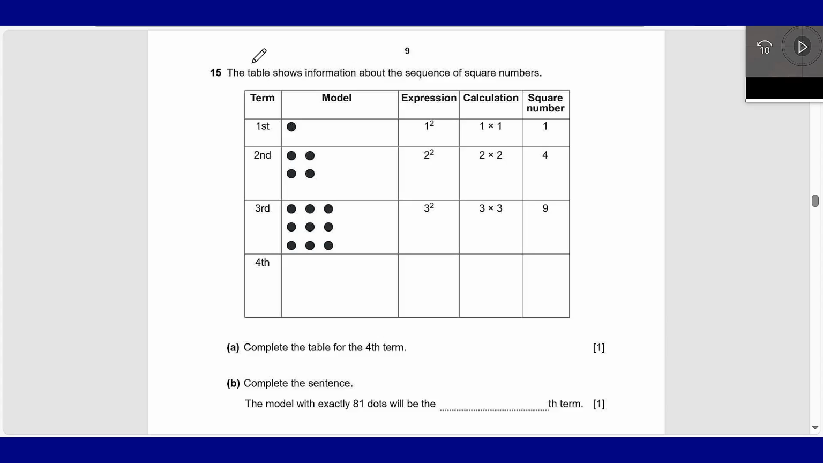Okay guys, number 15. The table shows information about the sequence of square numbers. Term: first, second, third, fourth. Model: 1, 4 square, 9 square. Expression: 1 square, 2 square, 3 square. Calculation: 1 times 1, 2 times 2, 3 times 3. Square number: 1, 4, and 9. So question A: complete the table for the fourth term.